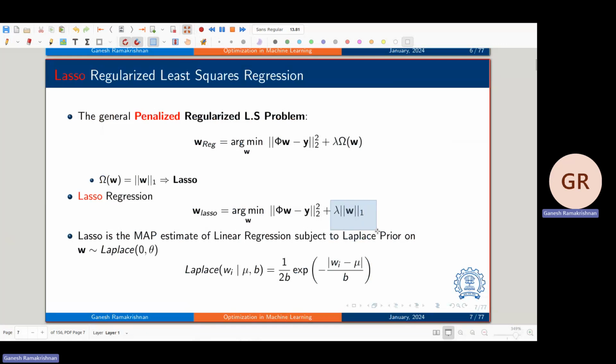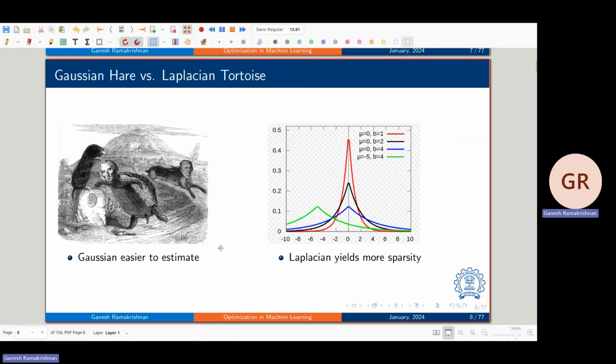You have an L1 norm. Now it turns out I talked about this posterior estimate. This is an optional slide, so it's okay if you don't get all of this. But it turns out that it's a MAP estimate subject to a prior, which is called the Laplacian prior. So you have a Gaussian prior, which basically leads you to the L2 regularizer. There's a Laplace prior which leads to the L1 regularizer, and let's just plot the Laplace and see how it looks like.